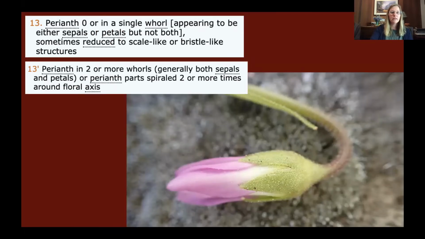Perianth 0 or in a single whorl, appearing to be either sepals or petals, but not both, sometimes reduced to scale-like or bristle-like structures. Perianth in 2 or more whorls, generally both sepals and petals, or perianth parts spiraled 2 or more times around floral axis. So in this case, we do have what are very clear examples of classic sepals and petals. So typical, what you would expect for those structures.